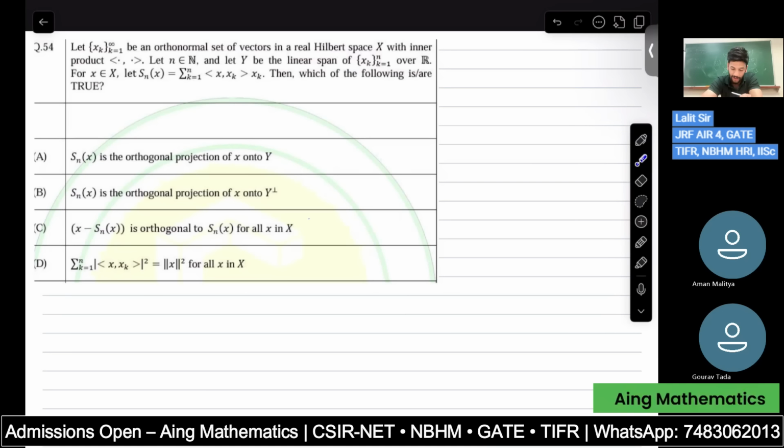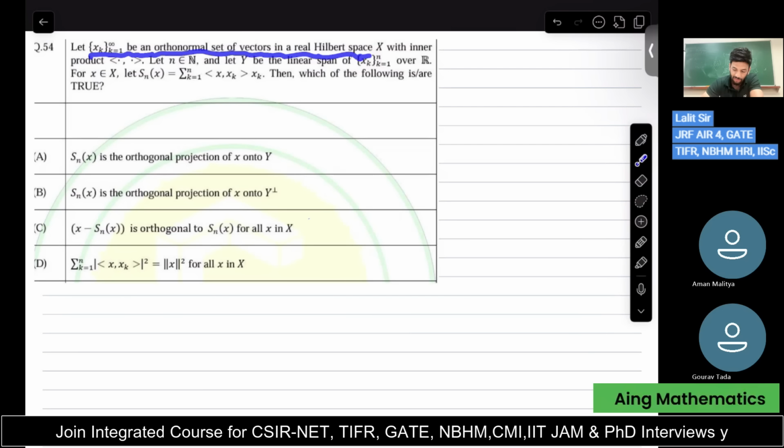So let's start. What does question 54 say? Let x_k be an orthonormal set of vectors in a Hilbert space X with the inner product, and let n be fixed. Let Y be the linear span of x_k over R. For x belonging to X, let S_n x be this vector, the linear combination of the x_k's whose coefficients are these. Which of the following is/are true? This is a multiple select question, so let's solve this one by one.